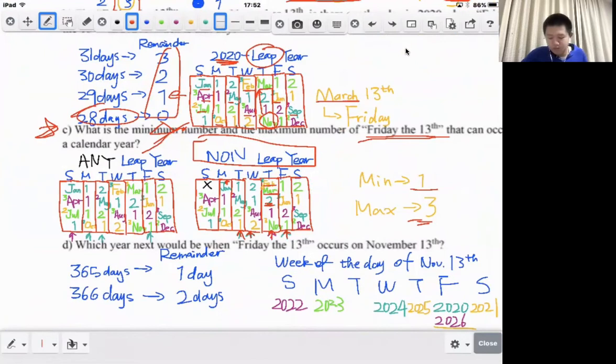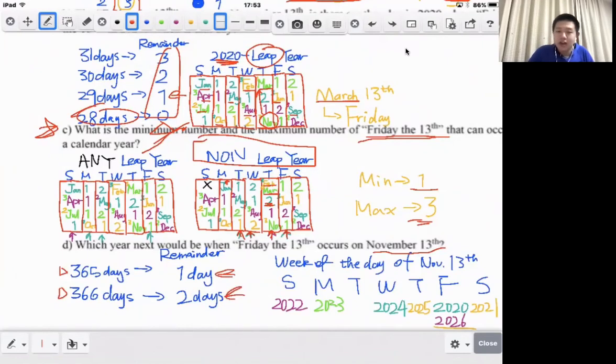All right, and then we're going to number D. When does Friday the 13th occur again on November 13th? It occurred in 2020, and it will definitely happen again. This has the same concept here, but it goes on to a larger scale, which is about years. You have 365 days for a non-leap year, and 366 days for a leap year. When you divide by 7, that gives you 52 whole weeks, with a remainder of either 1 day or 2 days.